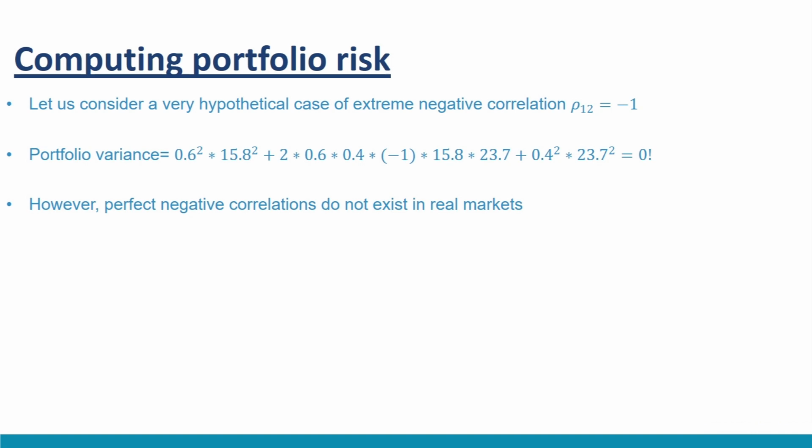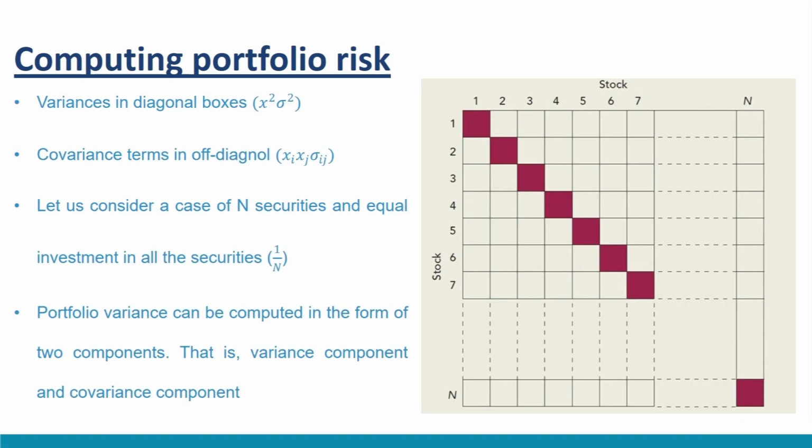The concepts developed here also hold for a portfolio of multiple stocks. Let us develop the formula to compute the portfolio risks for a portfolio of multiple stocks. We'll approach this problem in the same manner as filling boxes with respective risk components. As earlier, the diagonal boxes here represent the risk weights associated with variances, that is x square into sigma square. The off-diagonal boxes represent risk weights associated with covariance terms, that is xi xj into sigma ij.